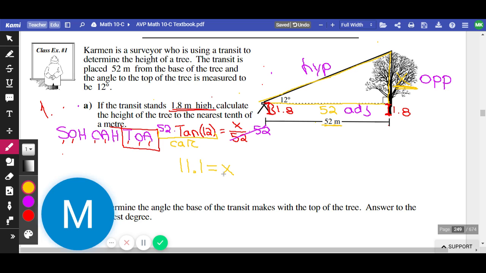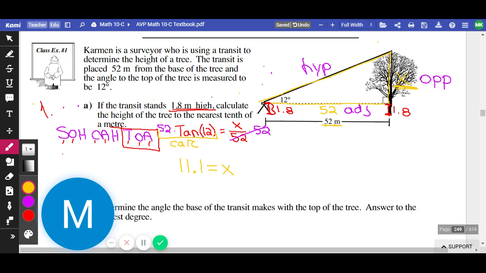It was 11.05 is what I got. Right? 0.5 would round to 11.1 because 5 rounds the next thing down. Awesome. Sometimes the trick with trig is that your answer is not the answer. Right? So for instance, we just solved for x.